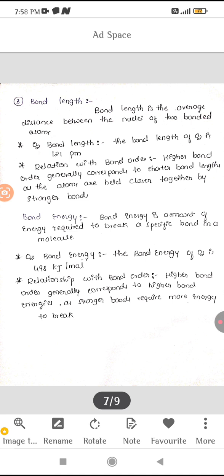And now bond energy is 498 kJ per mole. Bond energy is the amount of energy required to break a specific bond in a molecule. Oxygen's bond energy is 498 kJ per mole. Relation with the bond order: a higher bond order generally corresponds to a higher bond energy, as a stronger bond requires more energy to break.